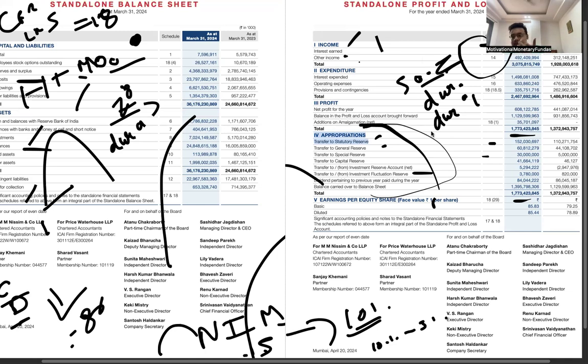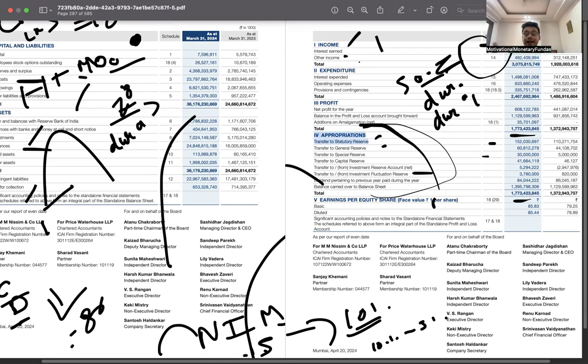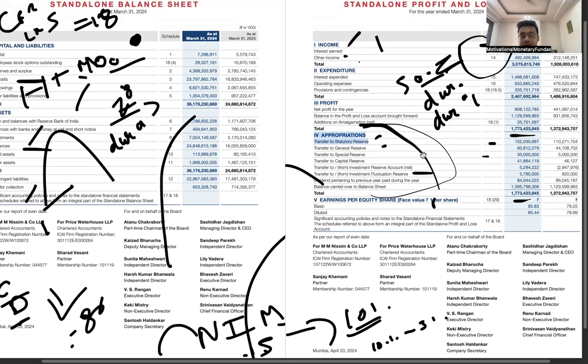So all these kinds of gains and losses, be it on mark to market gains or losses, or be it on actually realized gains or losses, all these things tend to come under your investment reserve account. And then you have your investment fluctuation account.